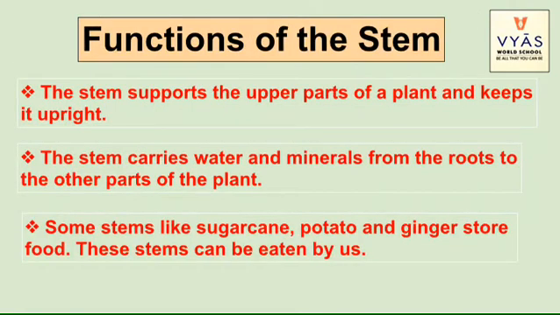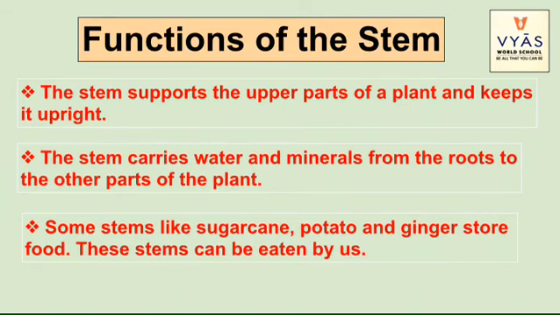Now let us study about the functions of the stem. Now we know what is a stem. The stem is a part of a plant that grows above the ground, above the soil, and it bears the fruits, flowers, leaves, buds, etc. The stem supports the upper part of a plant and keeps it upright. Upright means straight. The stem carries water and minerals from the roots to the other parts of the plant. It transports food made in the leaves to the other parts of the plant.